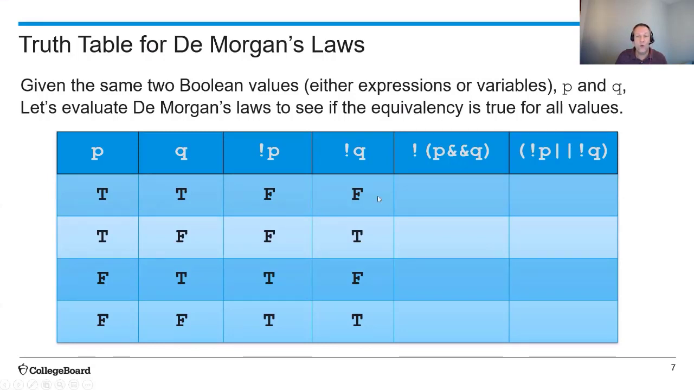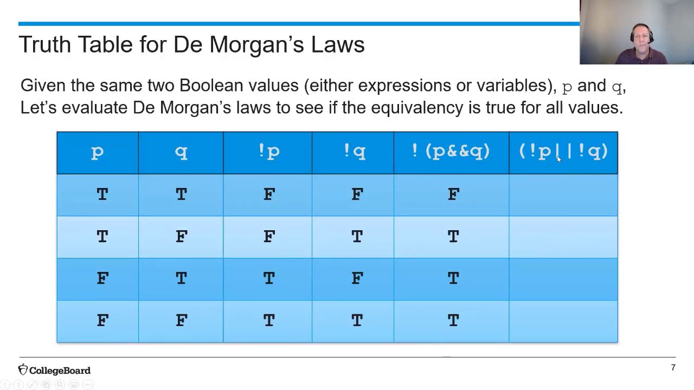So when P and Q are both true, let's see, P and Q is true, and then not true, that's going to be false. True and false is false, not false is going to be true. False and true is false, and then not false is true. And then finally, false and false is false, not false is true. So there's this expression.